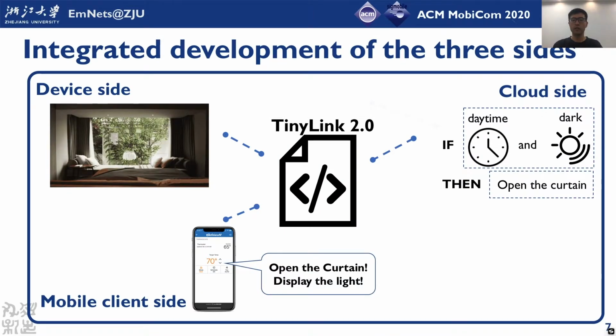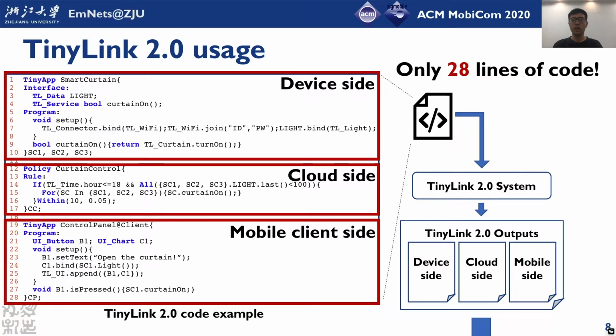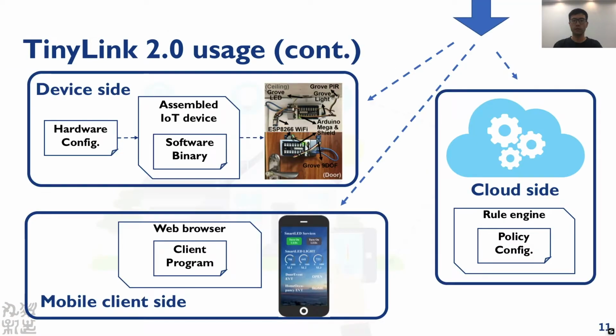TinyLink 2 integrates the three sides in one piece of code and generates the IoT application automatically. Developers only need to write the application logic using the TinyLink 2 language for the three sides in one piece of code. Such as the smart curtain example, it only needs 28 lines of code. Then they need to feed the code to our system. Our system will generate the output for the three sides. The output of each side is then distributed to the corresponding hardware for execution.